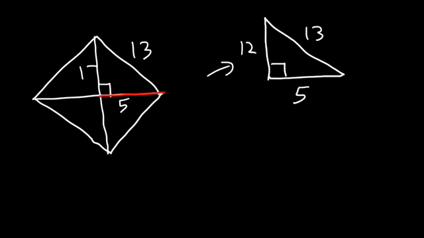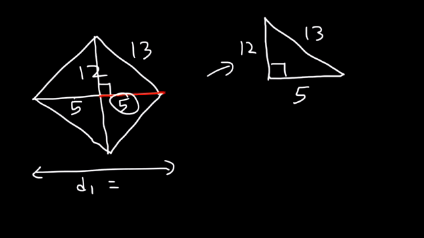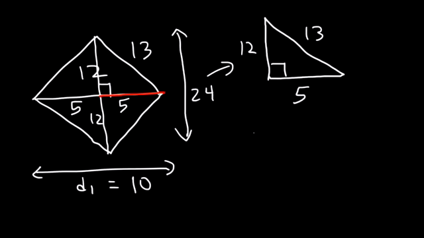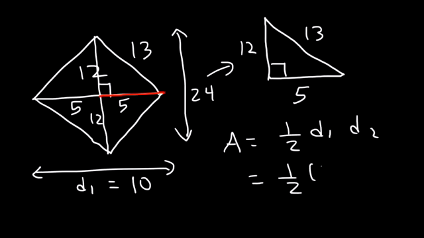But once we have the missing side, we now have the length of the two diagonals. So diagonal 1 is 5 and 5. These two sides are equivalent. So diagonal 1 has a length of 10. Diagonal 2 has a length of 12 plus 12, which is 24. So A is equal to 1/2 d1 d2. So it's 1/2 of 10 times 12. Not 12, but 24.